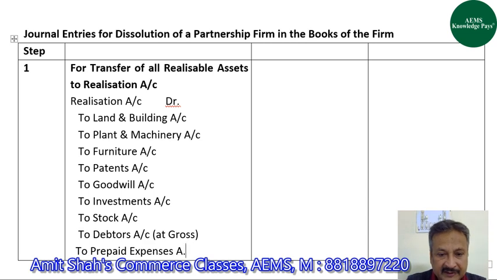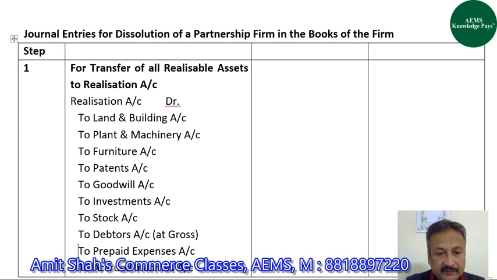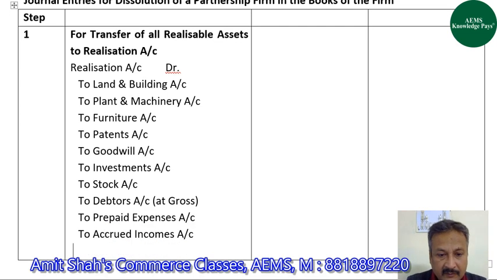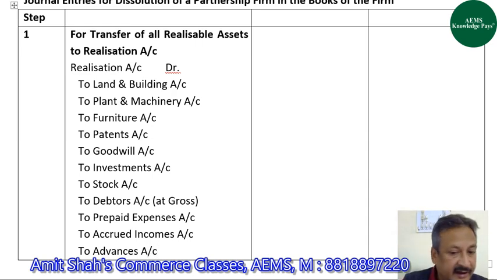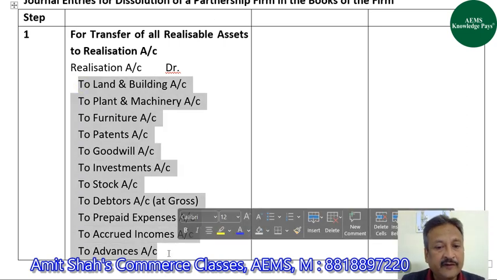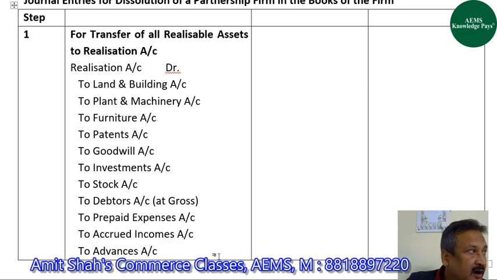To prepaid expenses account if there is any, to accrued incomes account if there is any. If we have given any advance, any kind of advance to anyone, that advance will also come. So this is how we have taken all the realizable assets here. What we have not taken here are cash and bank balances and fictitious assets.